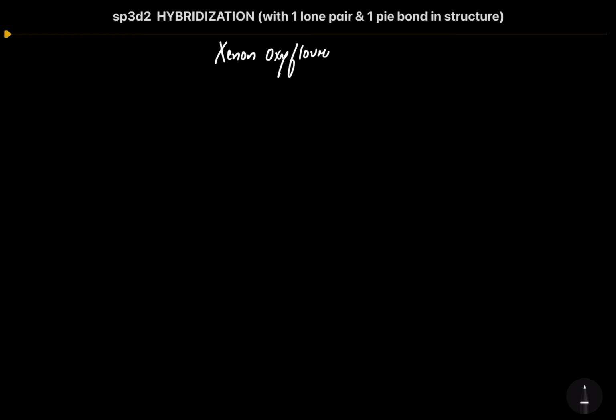My dear students, today's topic for the lecture is sp3d2 hybridization with one lone pair and one pi bond in the structure. And for this concept, I'm taking the example of xenon oxyfluoride, that is XeOF4. So before coming to the hybridization, let's make the Lewis structure of XeOF4.